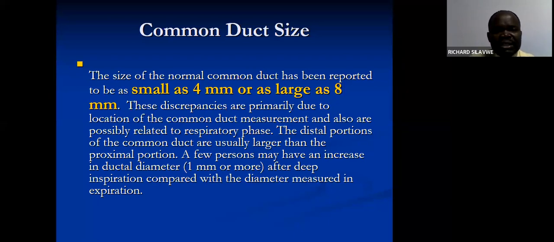So we are saying that these discrepancies are primarily due to the location of the common duct measurement and also possibly related to respiratory phases. The distal portions of the common bile duct are usually larger than the proximal portion. A few patients may have an increase in ductal diameter of 1 millimeter or more after deep inspiration compared with the diameter measured in expiration.